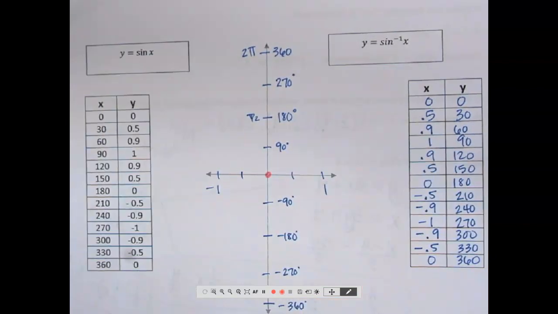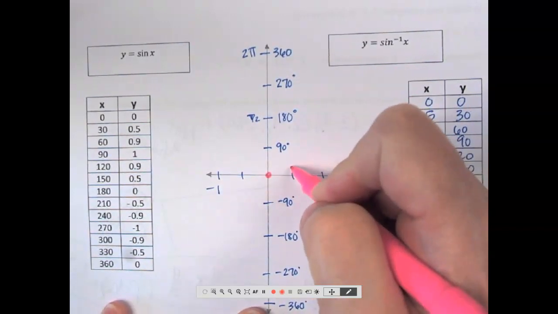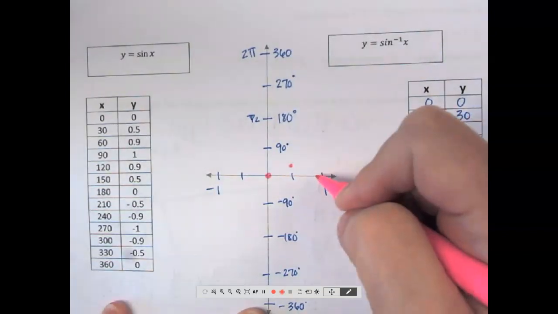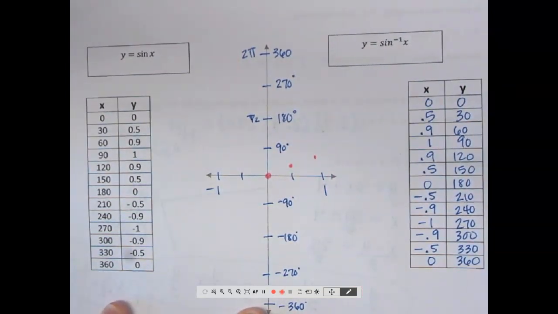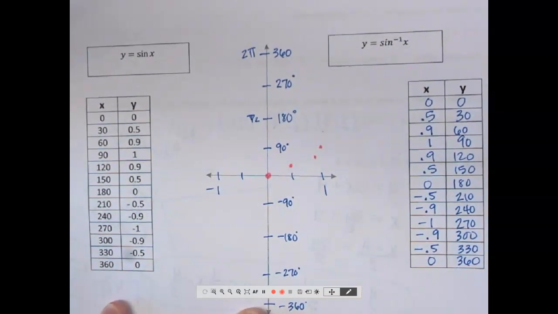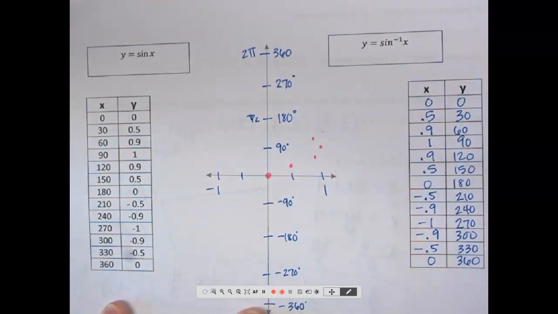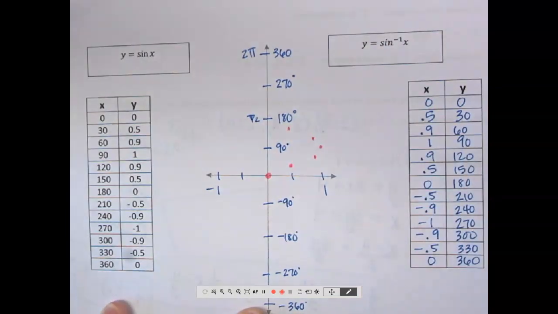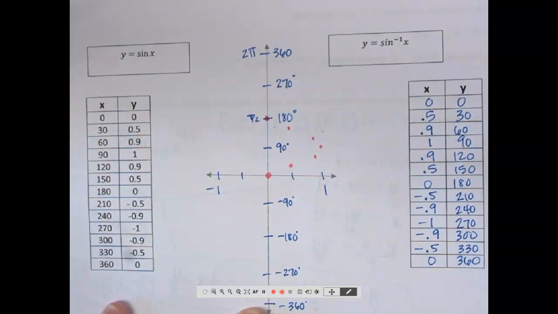0, 0, 0.5, 30. Okay, so I'm going over to 0.5. I'm just going to approximate where 30 is. 0.9, approximate where 60 is. And then 1 goes up to 90. 0.9 goes to 120. 0.5 goes to 150. 0 goes up to 180. Kind of weird, isn't it?